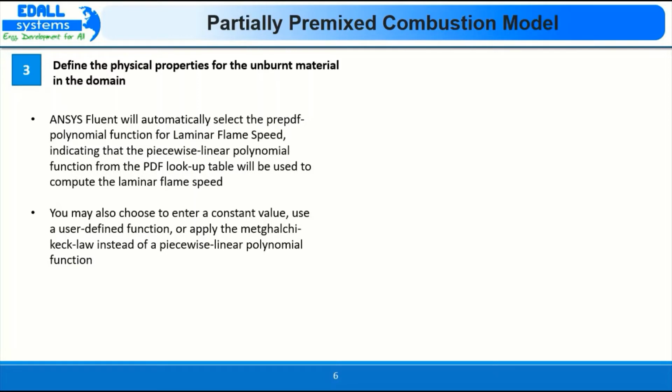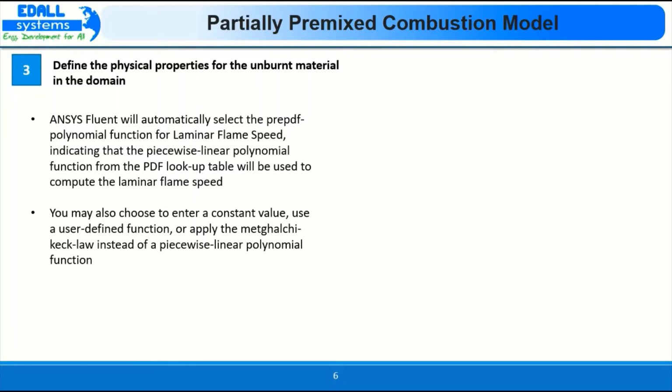So what ANSYS Fluent will do is that it will automatically select the pre-PDF polynomial function for laminar flame speed, indicating that the piecewise linear polynomial function from the PDF lookup table will be used to compute the laminar flame speed. Earlier in premixed combustion modeling, we have seen that laminar flame speed and turbulent flame speed are the main parameters when we are dealing with the premixed combustion problem.